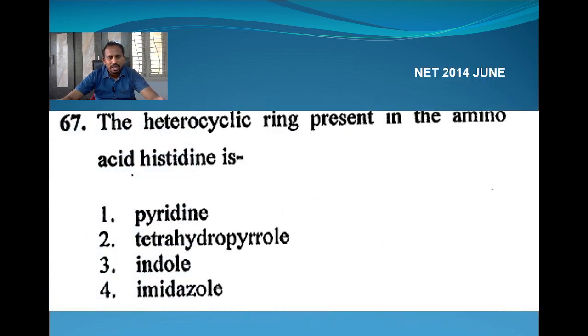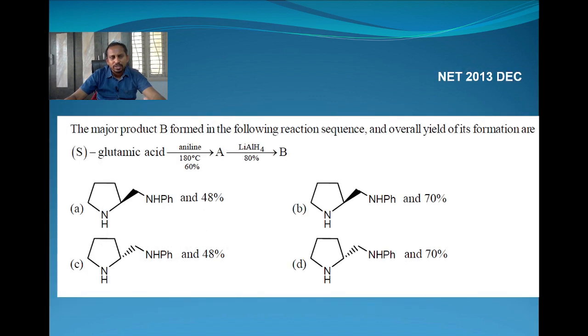Okay, moving to the next question. Which heterocycle ring is present in the amino acid histidine? Simple: histidine contains an imidazole ring. Indole is contained in tryptophan. Pyrrole and pyridine are not there; indole and imidazole are the ones present in amino acids. So this is very, very easy. Moving to the next question.